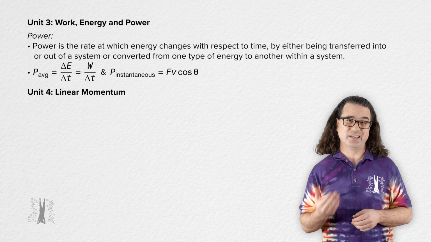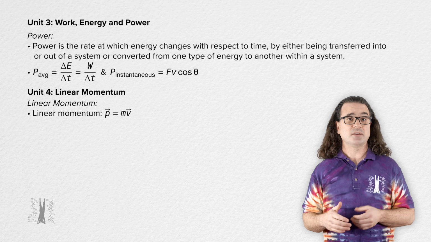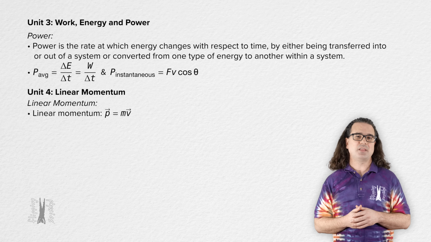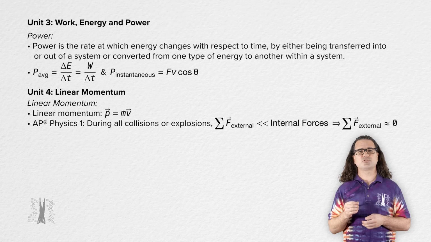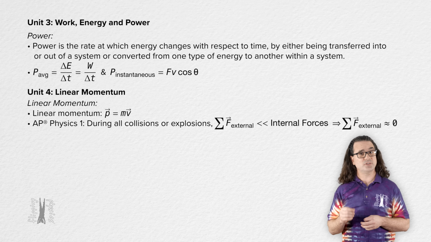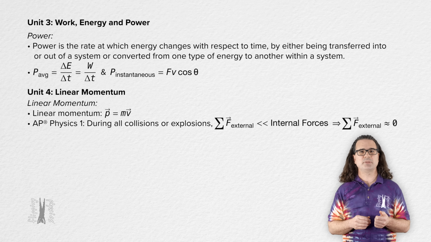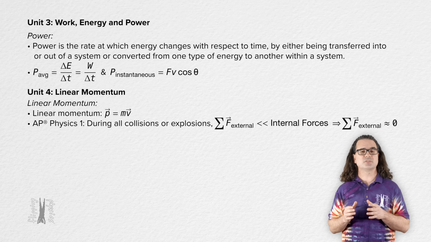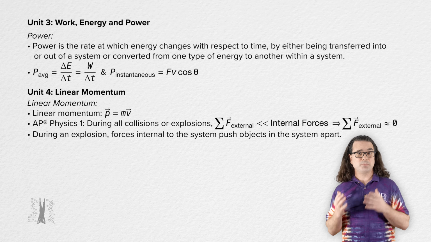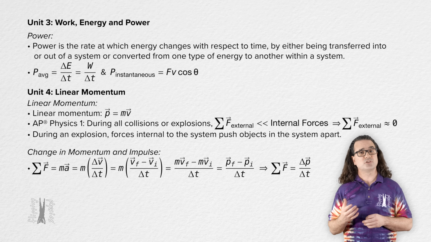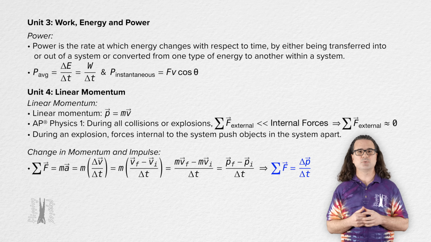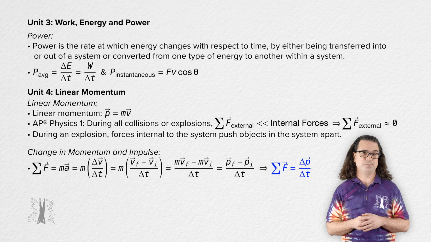Unit 4, linear momentum. Linear momentum, which is a vector, equals mass times velocity. In AP Physics 1, during all collisions and explosions, the net external force acting on the object or system is considered to be negligibly small relative to the forces internal to the system, and during an explosion, forces internal to the system push the objects in the system apart. Newton's second law, in terms of momentum, is net force equals change in momentum over change in time.